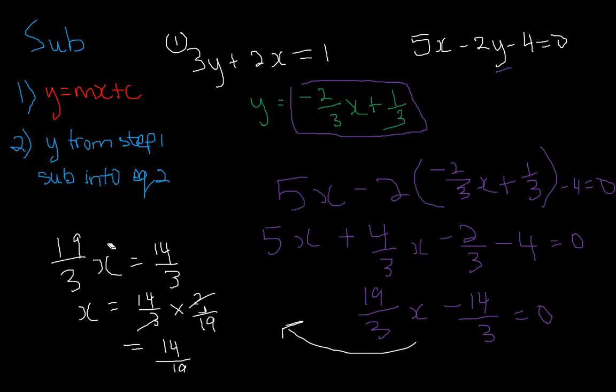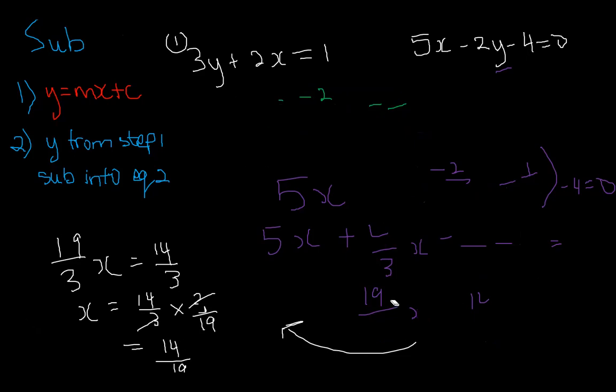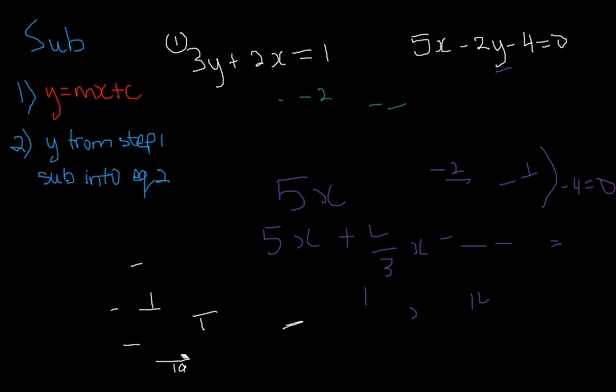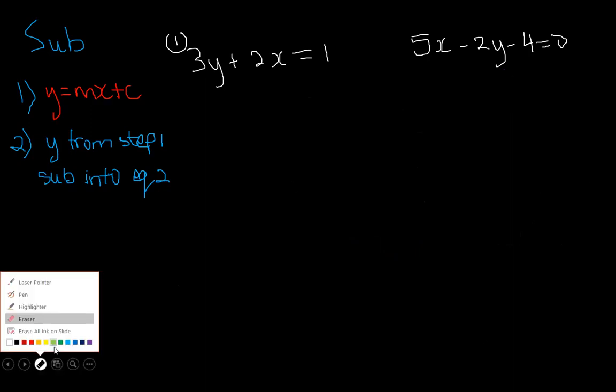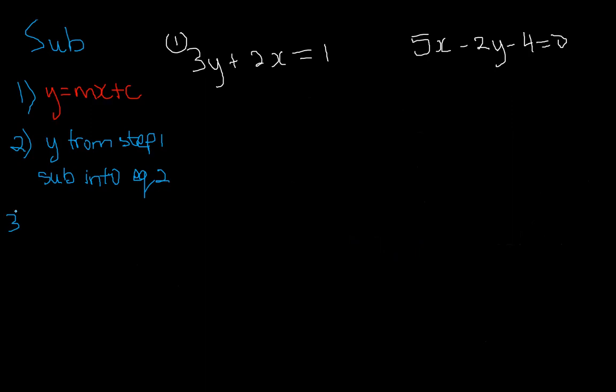Okay, so now we have our value for x, which is 14 on 19. So I'm going to erase this now. There we go. My third step, using my value of x from step 2.